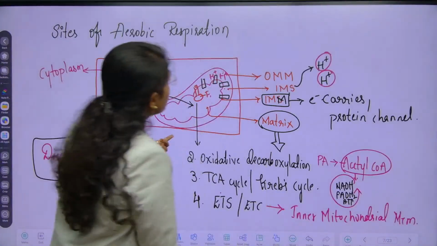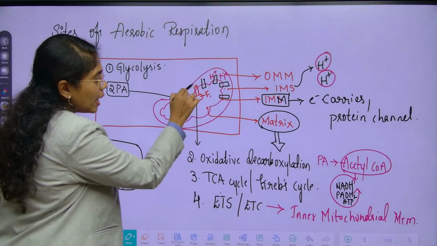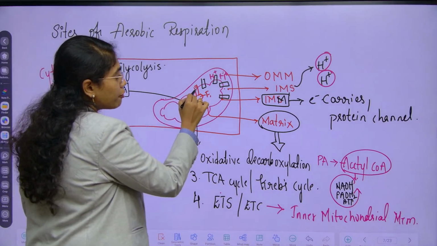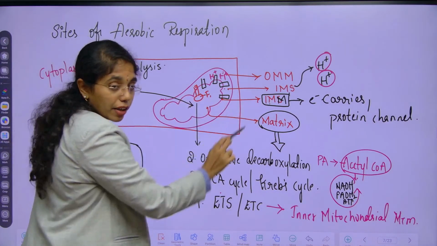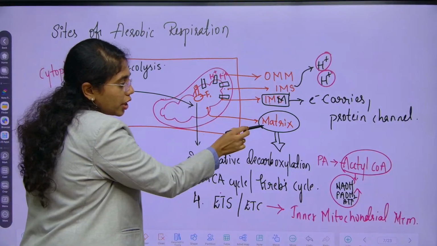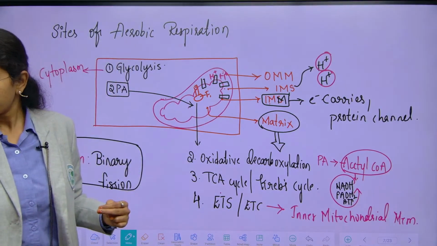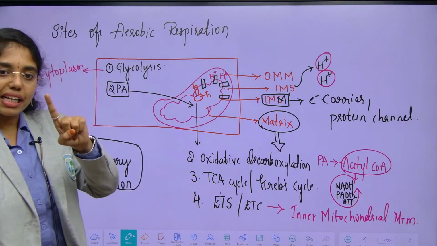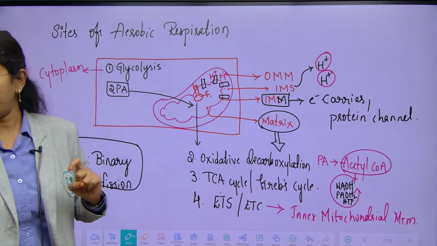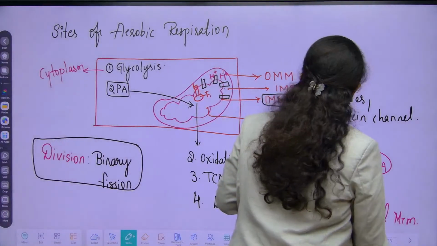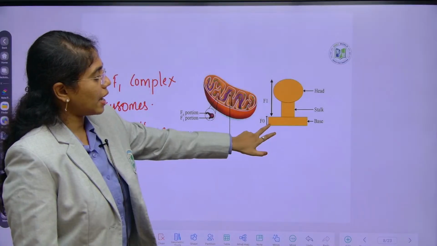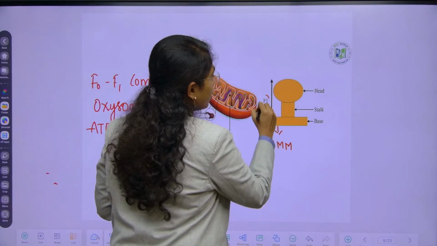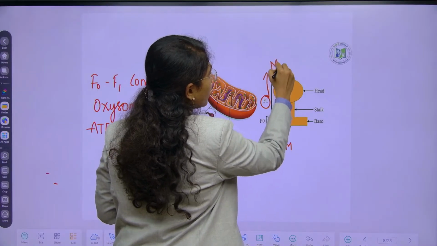Now, because of this proton gradient, what happens? This ATP synthase will be activated, which has two components in it. F0 is embedded inside the inner mitochondrial membrane, F1 is projected towards the matrix, whereby in a single run 4 protons are pumped and it will synthesize 1 ATP. Okay? Clear now? So, F0 is embedded inside the inner mitochondrial membrane, F1 is projected towards the matrix of mitochondria.